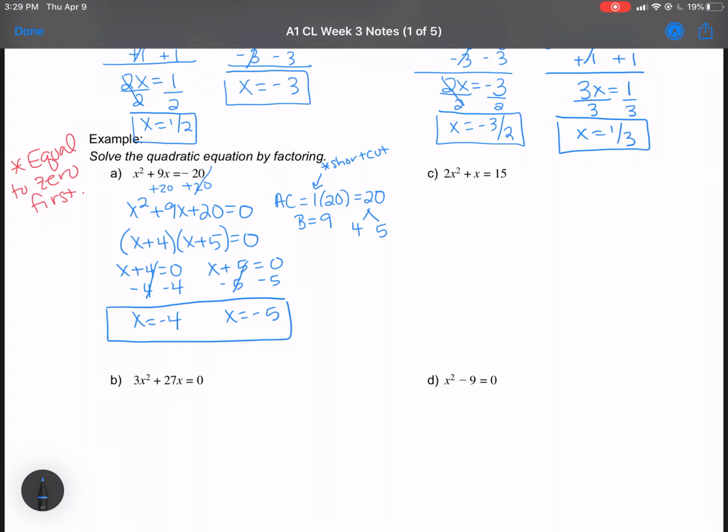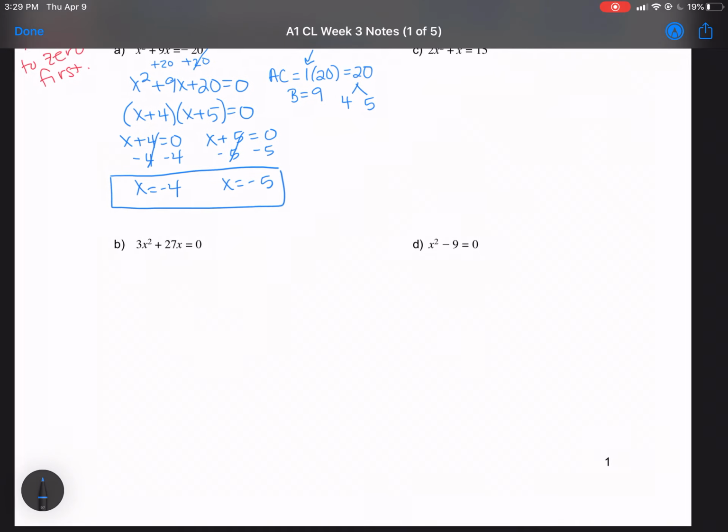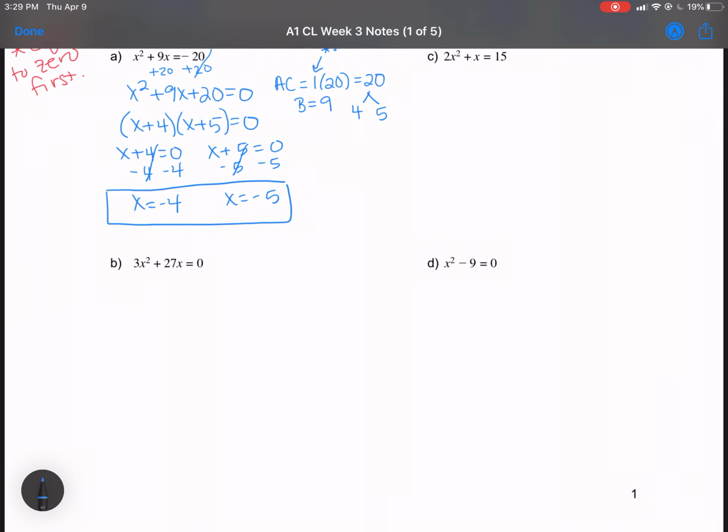Okay, so if we look at B, 3x squared plus 27x equals 0. There's only two terms, and when there's only two terms, we have two ways we can factor. The first one is going to be GCF, and the second one is our difference of 2 squares.